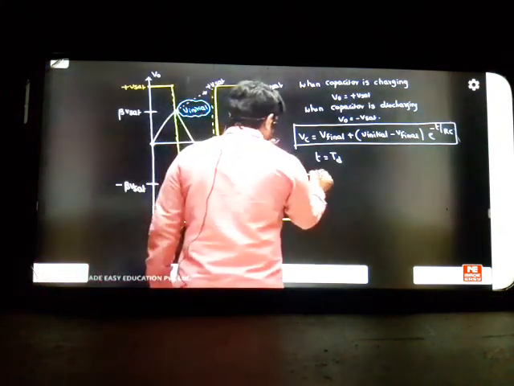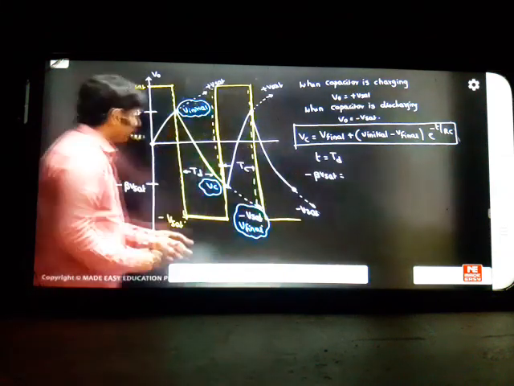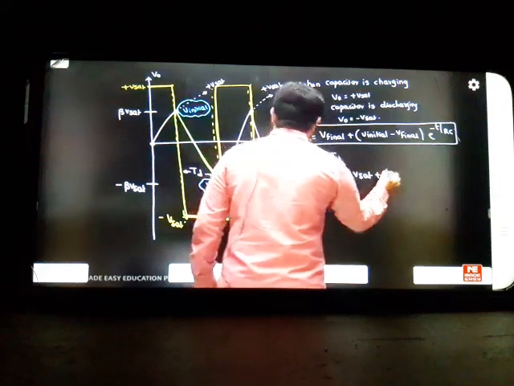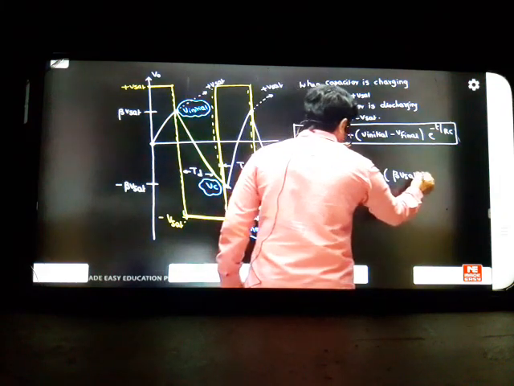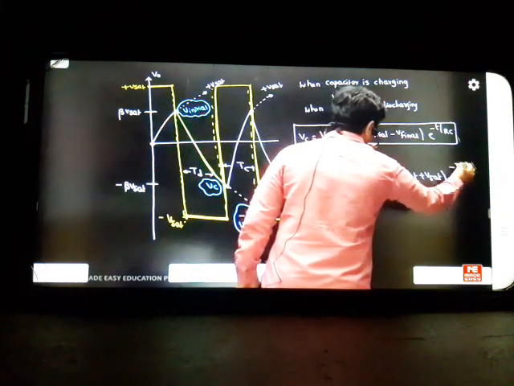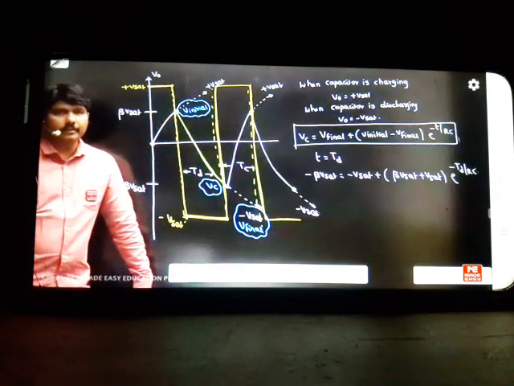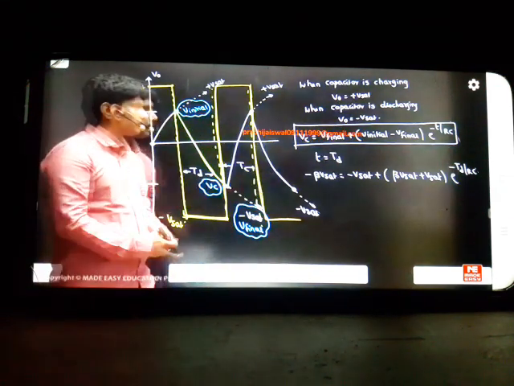VC is minus beta V sat, is equal to V final, which is minus V sat, plus V initial, which is beta V sat, minus of minus V sat, into e power minus TD by RC. So everybody can do this derivation and solve for the TD value. It's not a big derivation. You just have to know the formula and the graph limits. I think I substituted all the values nicely.